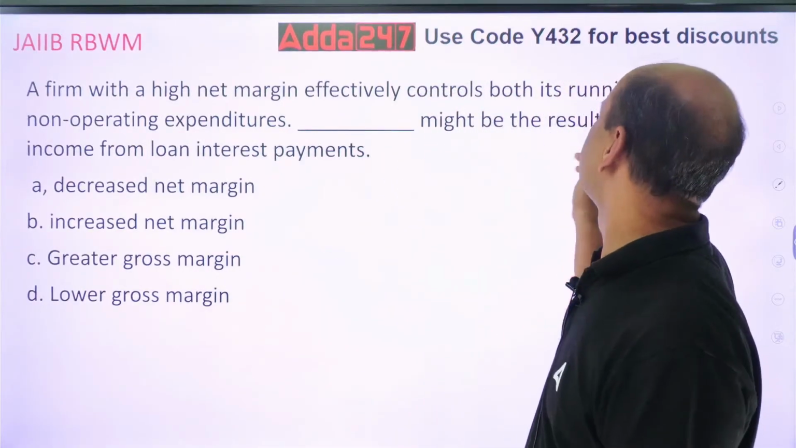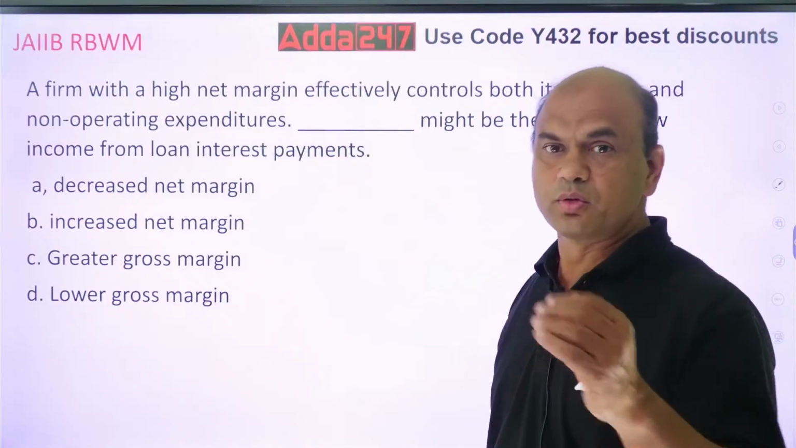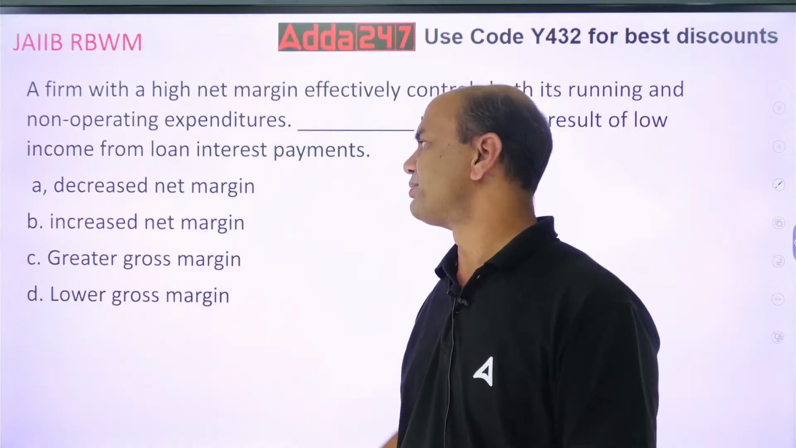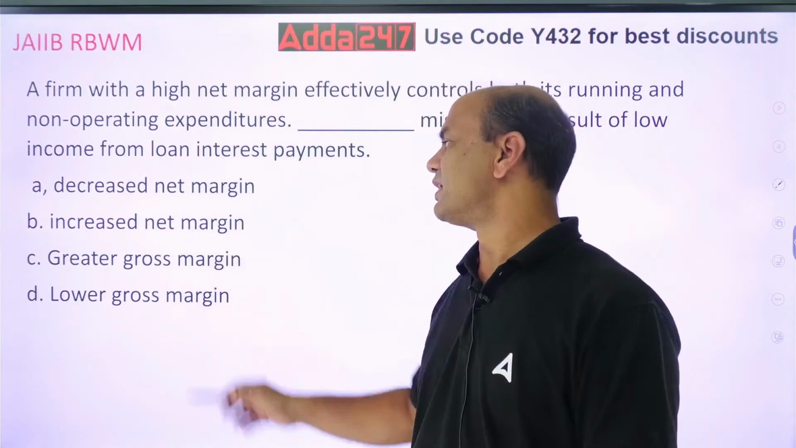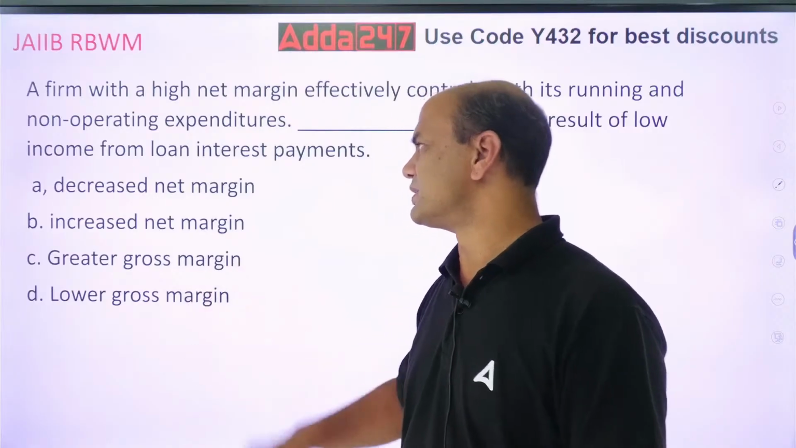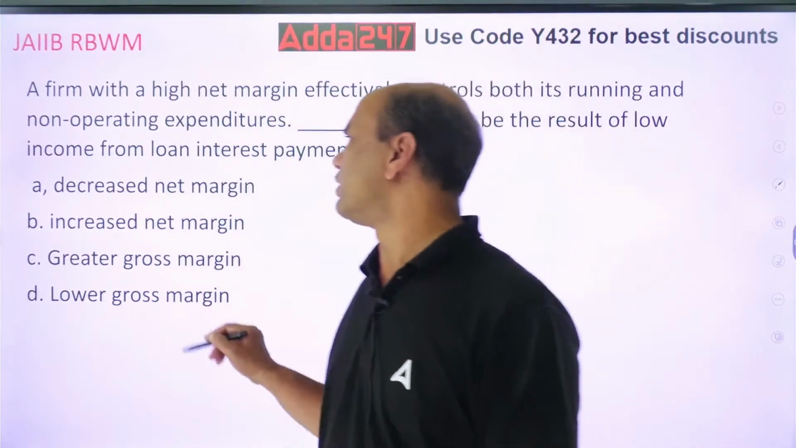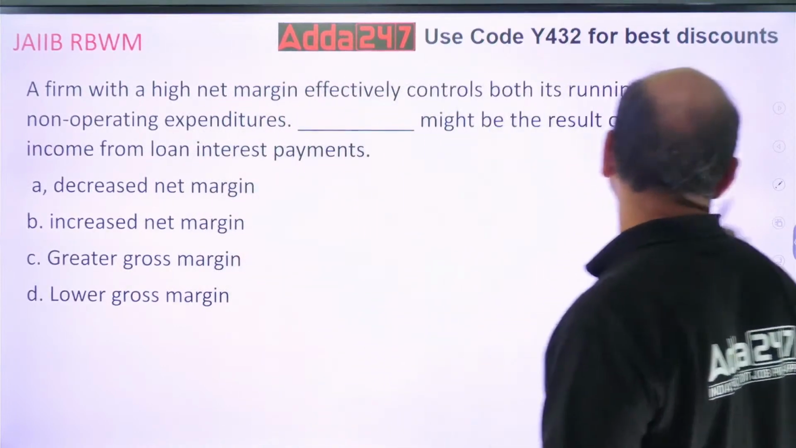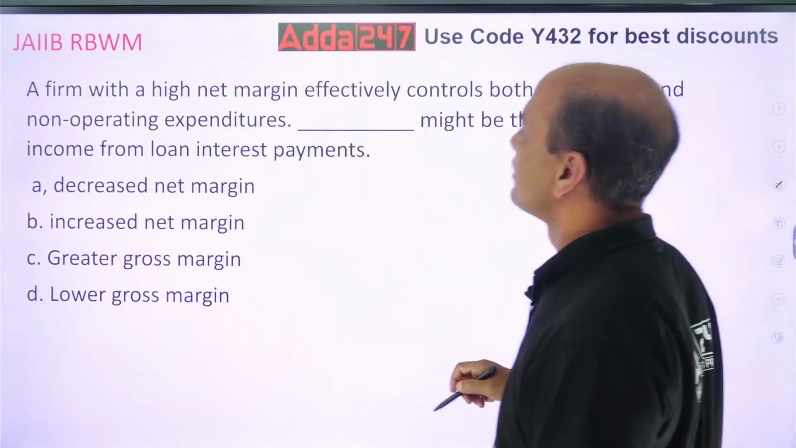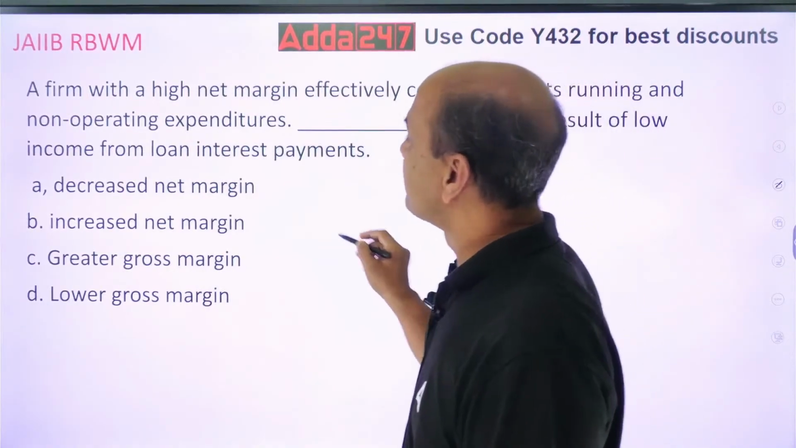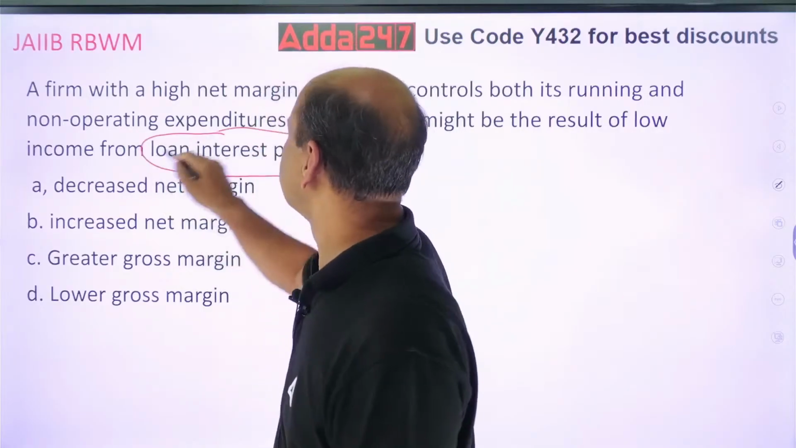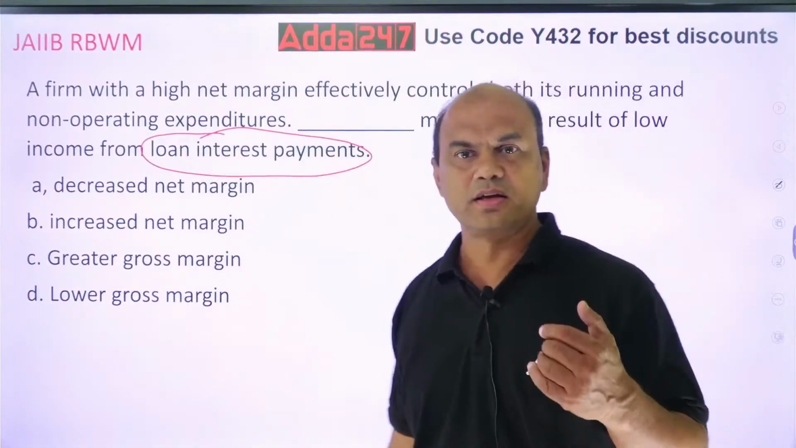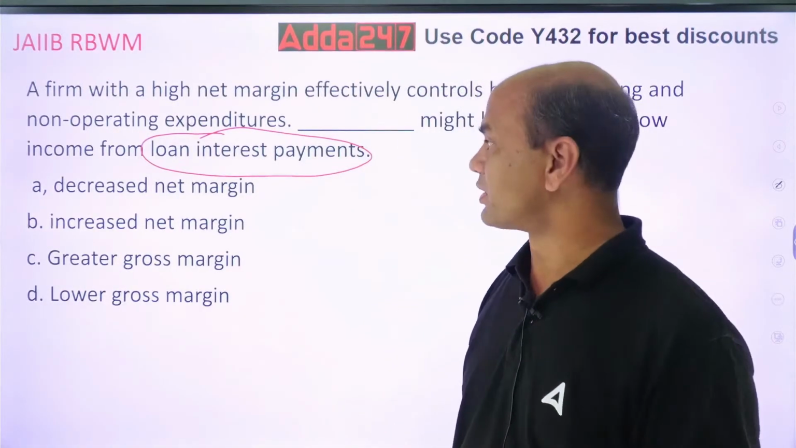Dash might be the result of low income. So if I am having low income, low net profit, then what? Decreased net margin, increased net margin, greater gross margin and lower gross margin. So I am talking here of income from loan interest payments. Dash might be the result of low income from loan interest payments. If I'm getting less margin, this will reduce what?